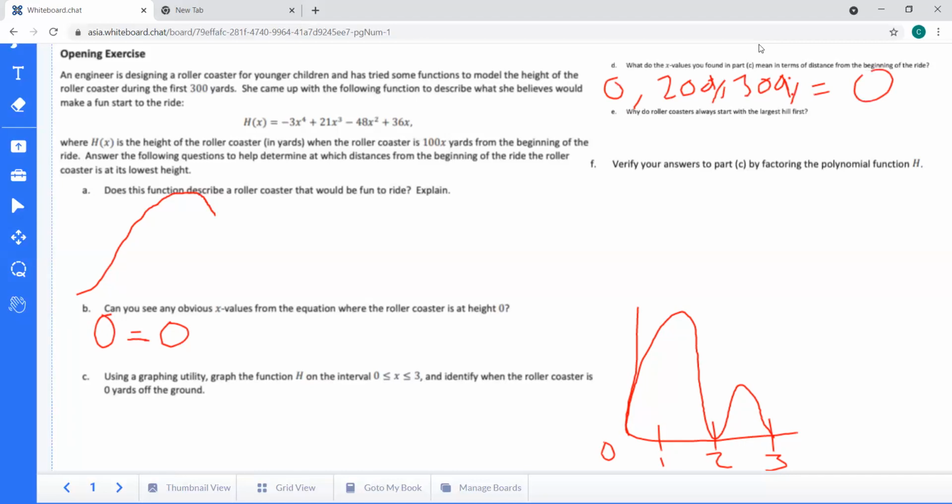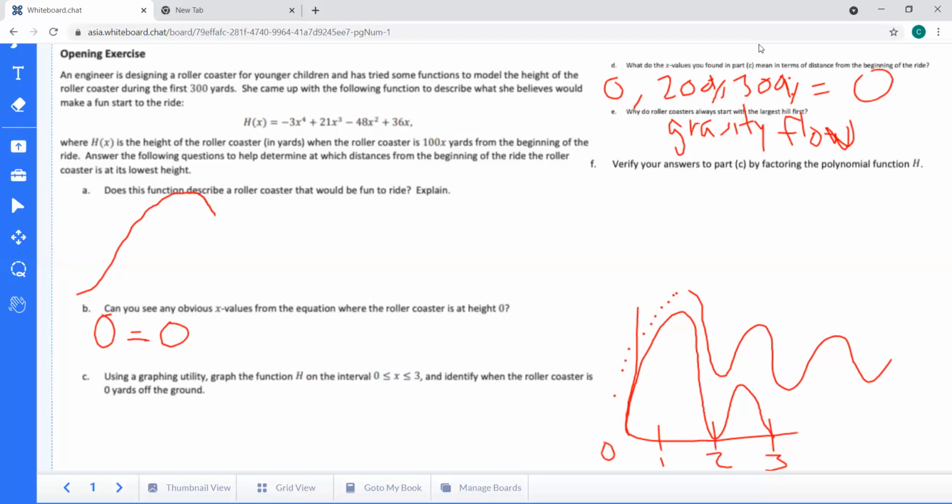Now it says, why do roller coasters always start with the largest hill first? Well, you've got to climb this hill so that they can use gravity to give it the ups and downs for the rest of the ride, right? So this would be gravity flow, I guess. I don't know what you would call that.